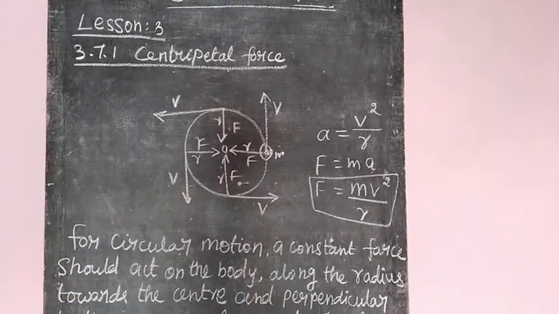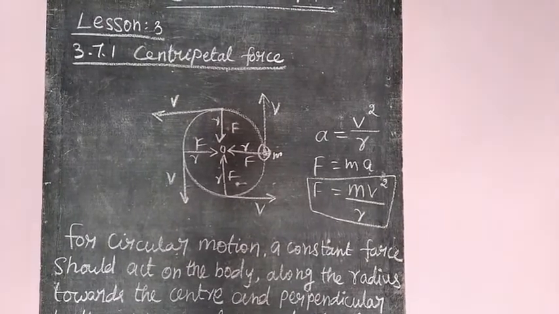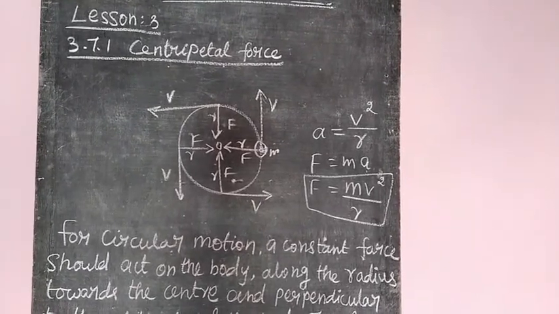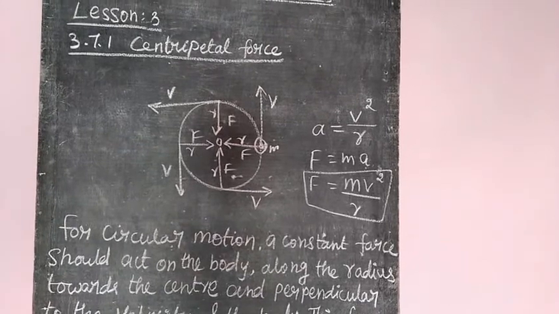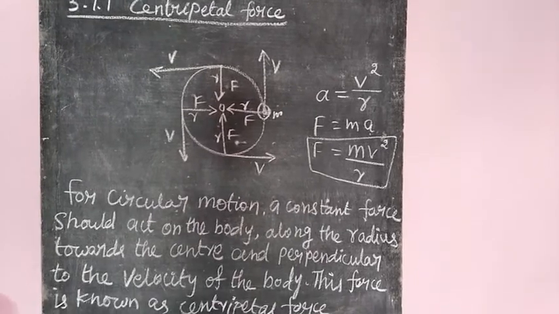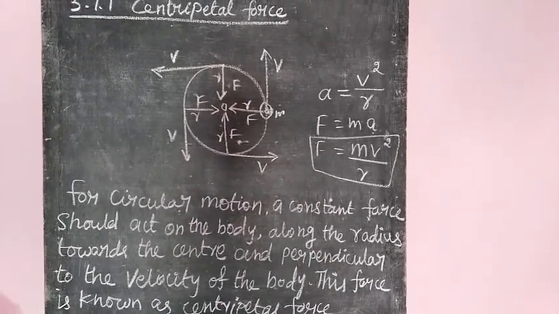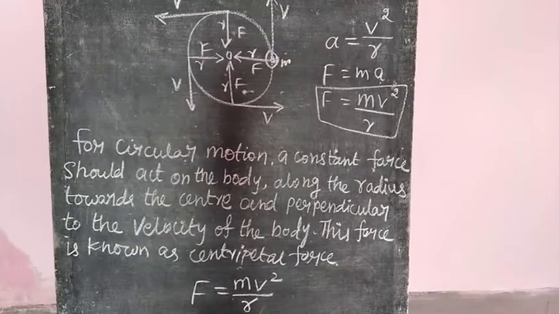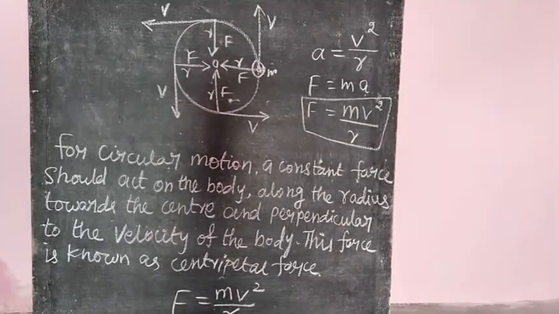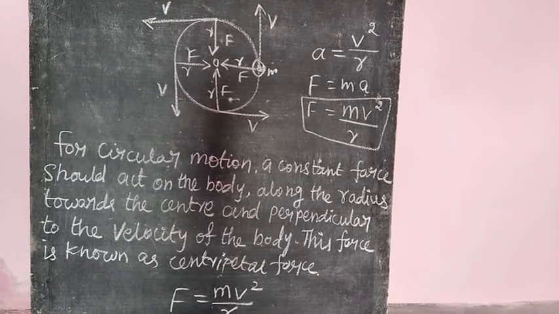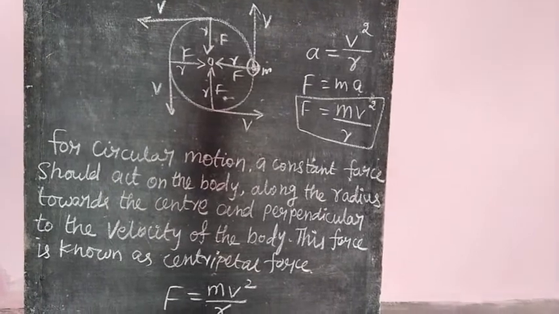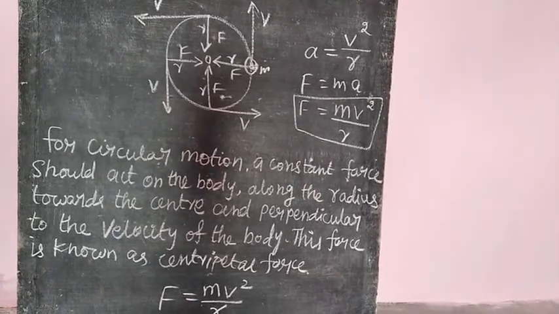Now, centripetal force: for circular motion, a constant force should act on the body. Here the tensional force acts on the stone along the radius towards the center and perpendicular to the velocity of the body. This force is known as centripetal force. Centripetal force F equals mv squared by r. Centripetal force always acts towards the center. Centripetal acceleration also acts towards the center.